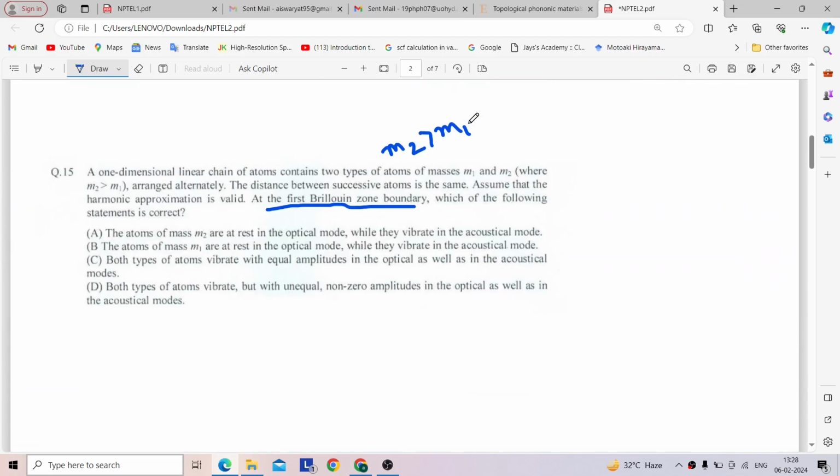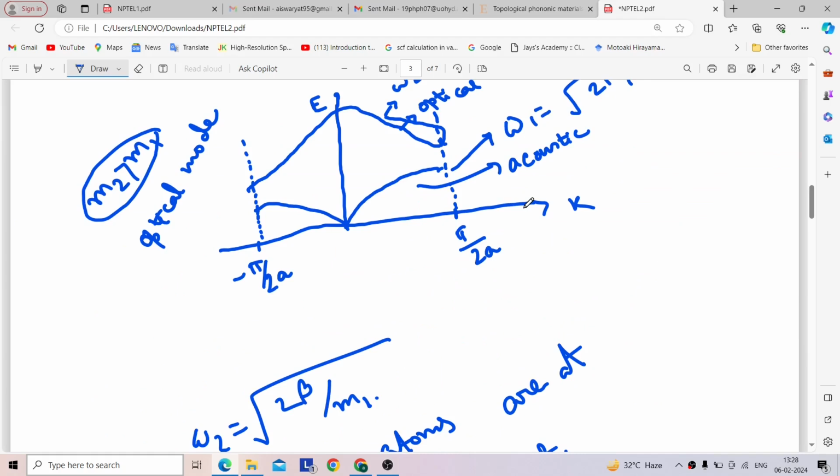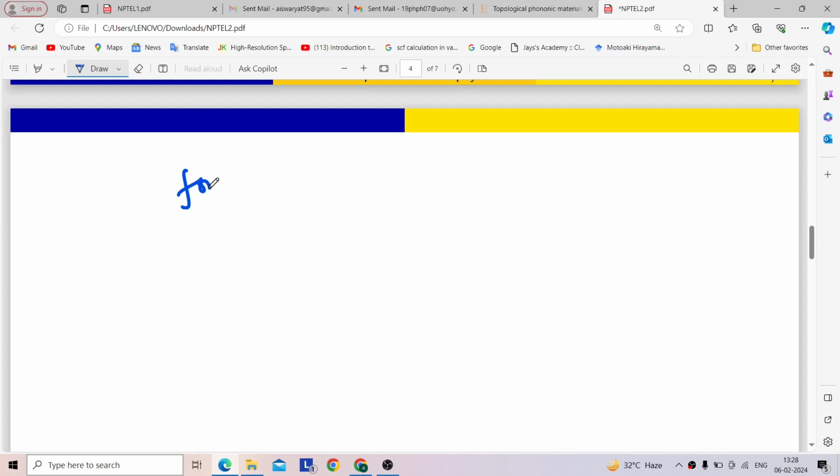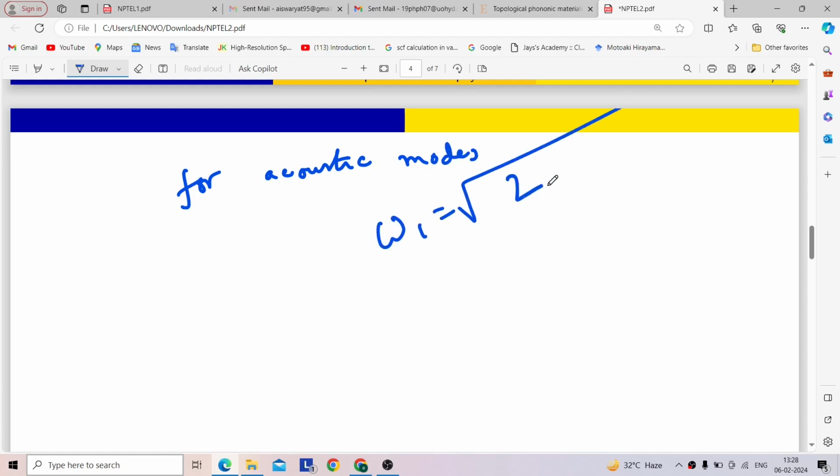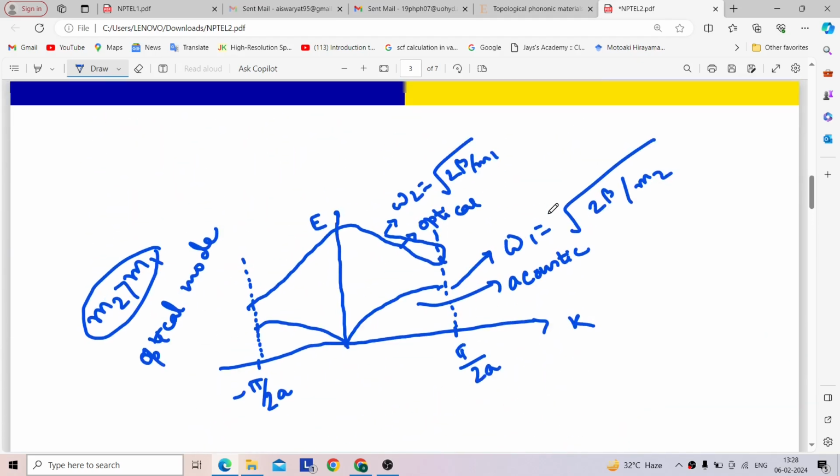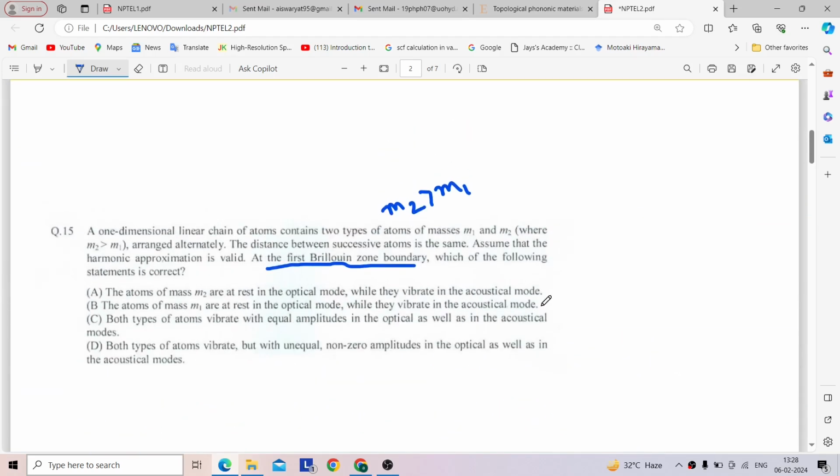Now coming to the options again, the atoms of m2 are at rest in the optical mode while they vibrate in the acoustical mode. Obviously, they will vibrate in the acoustical mode because you can see for the acoustic mode, our omega 1 was root over 2 beta divided by m2. So that means our m2 will vibrate in the acoustic mode, but it will be at rest in the optical mode. That means option number A, which is the first one, is the correct one.